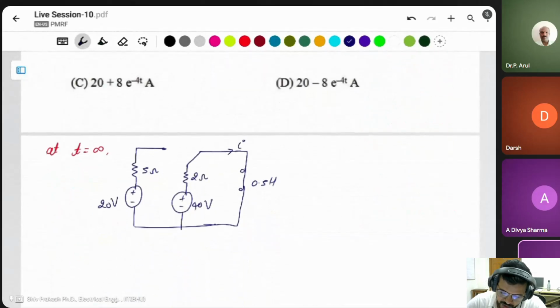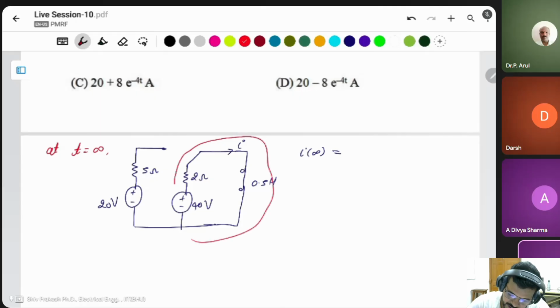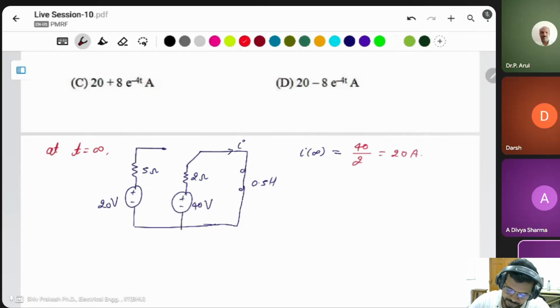Okay. Now what is the current in this case? I at infinity, only 2 ohm resistor is there. Only 2 ohm resistor is connected in this branch. Then this will be 40 volt divided by 2. This will be 20 ampere at infinity.